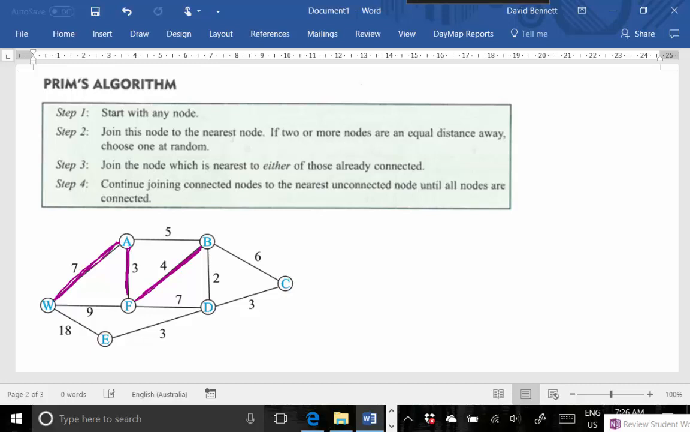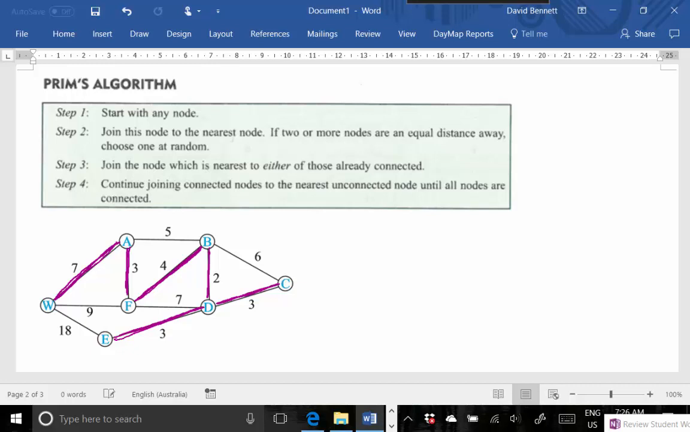Now I've got to connect D. So if I went there, I could go 7 from F, or I could go 2. So if I go 2 there, that'd be awesome. Now I've got to connect these other ones. Well, D to C is going to be 3. And then we've got D and E. I can either go 18 from W, or I could go 3 from there.